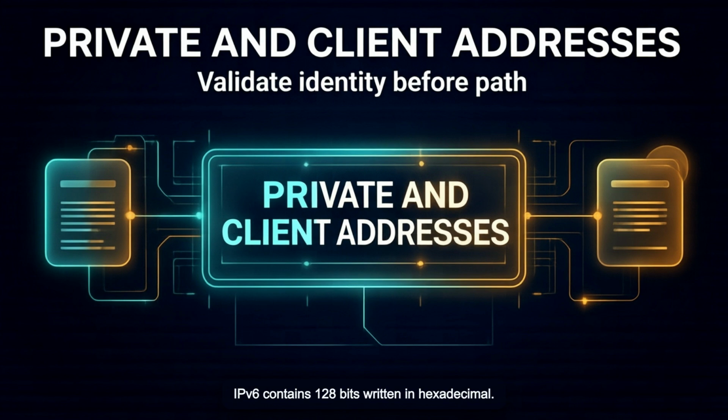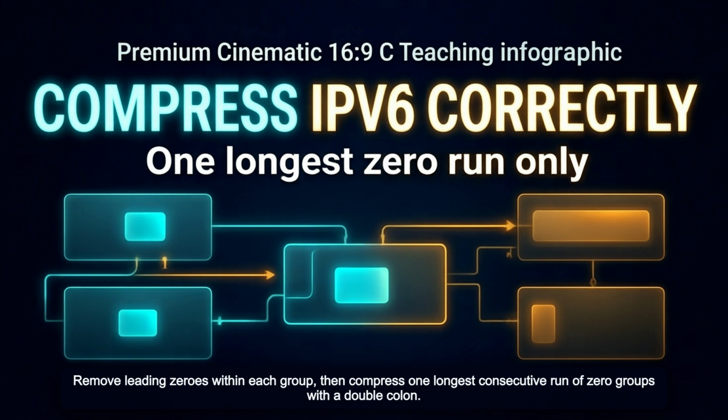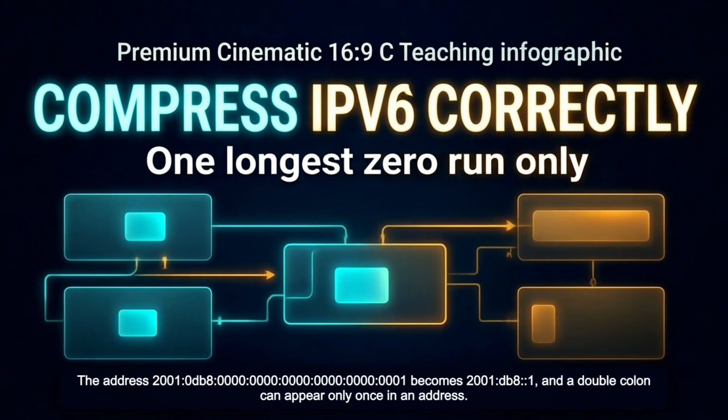IPv6 contains 128 bits. Remove leading zeros within each group, then compress one longest consecutive run of zero groups with a double colon. The fully expanded IPv6 example shortens to 2001:DB8::1, and :: can appear only once in an address.